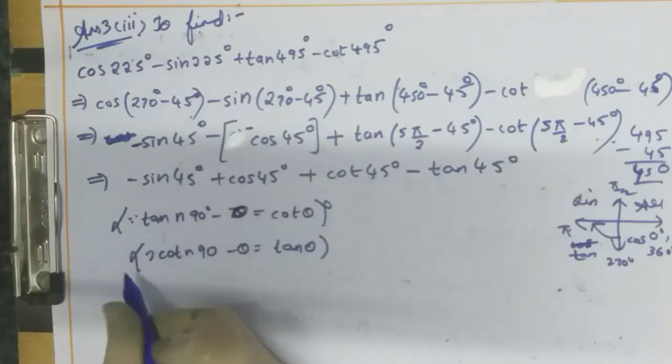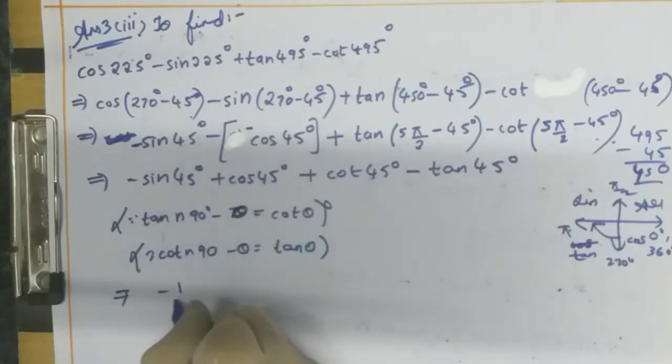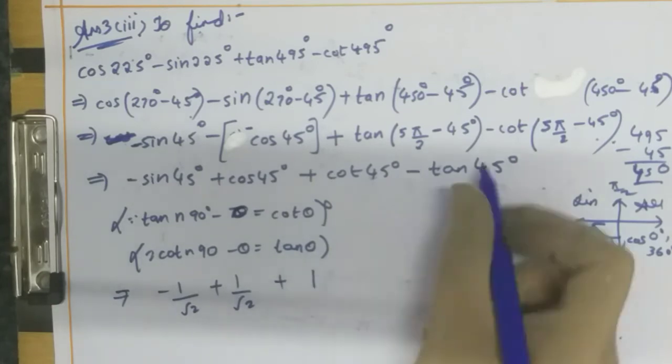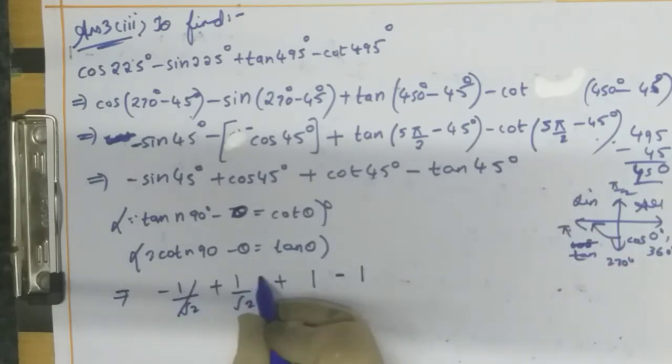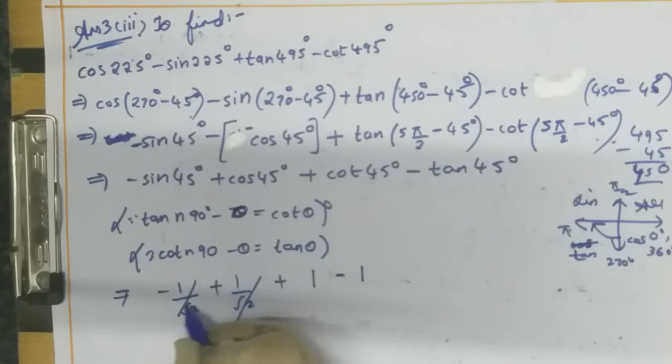Now substitute the values. Sin 45 is 1 by root 2, plus cos 45 is 1 by root 2, plus cot 45 is 1, minus tan 45 is 1. Minus 1 by root 2 plus 1 by root 2 will get cancelled as both are of opposite signs.